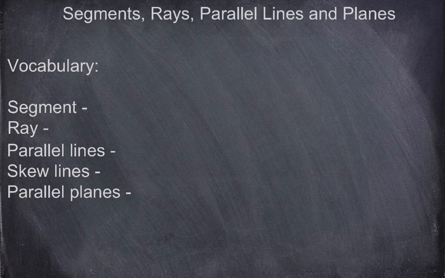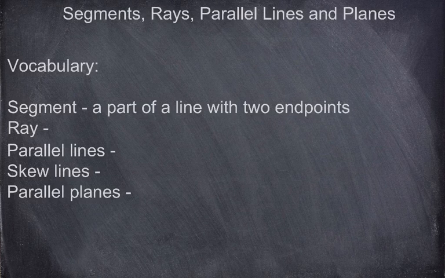So the first vocabulary word you see is the word segment. Now, what is a segment? Well, a segment is a part of a line with two endpoints. Now the key here is it's a part of a line. So many times when people describe a segment, they'll say it's a line with two endpoints. Well, by definition, a line is infinite, so it can't have two endpoints. But we have to specify saying it's a part of a line with two endpoints.